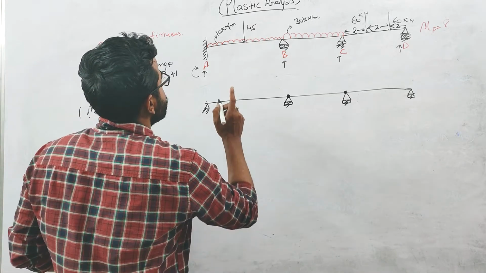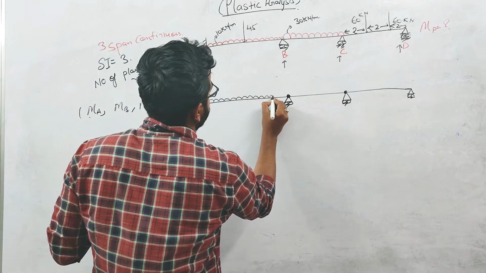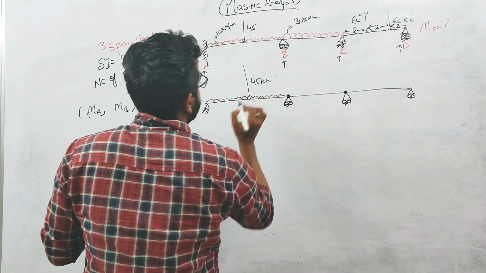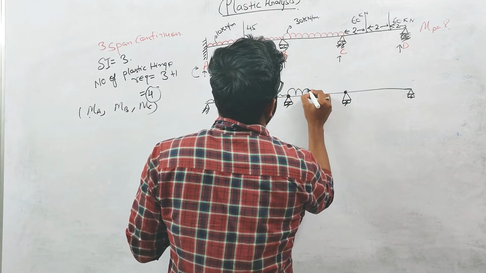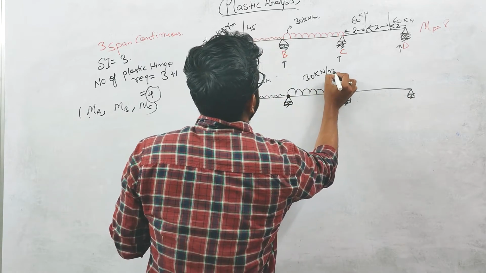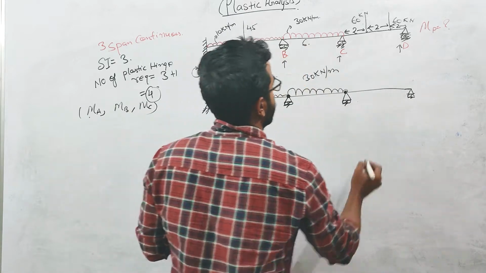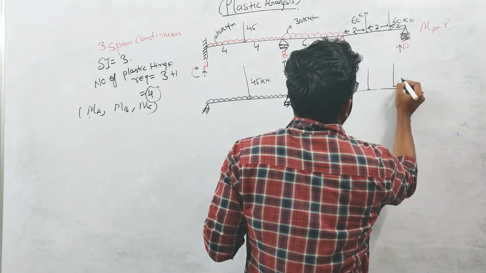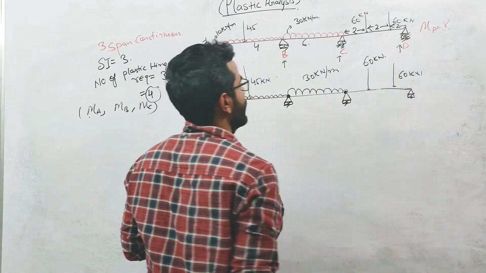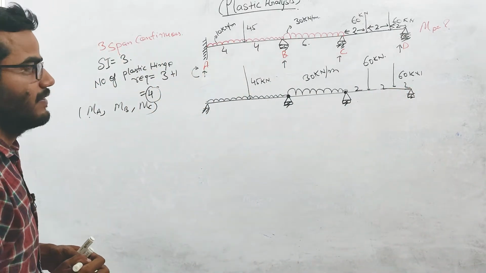Now we will be applying the loading. This 45 kilonewton load. Similarly, for this BC portion, there will be 30 kilonewton per meter. This distance is 4, this is 4, this is 6. And here this point load is 60 kilonewton, and again this load is 60 kilonewton. So this distance is 2, 2, 2. So this is the first case.